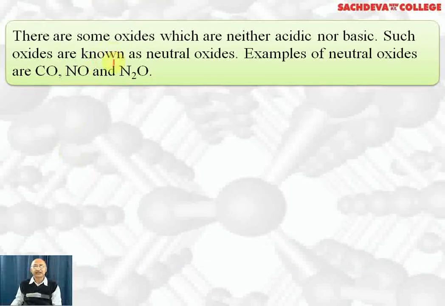There are some oxides which are neither acidic nor basic. Such oxides are known as neutral oxides. Examples are carbon monoxide, nitrogen monoxide, N2O. These are insoluble in water and they do not react with acids as well as bases.